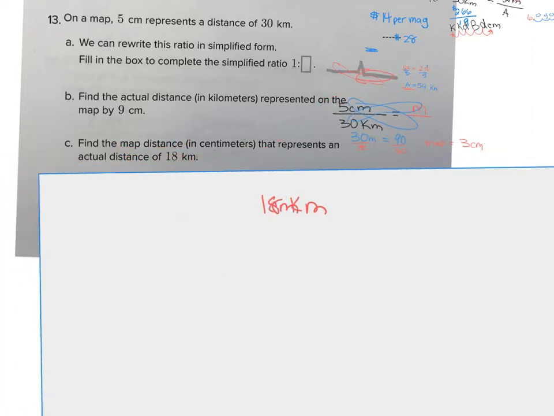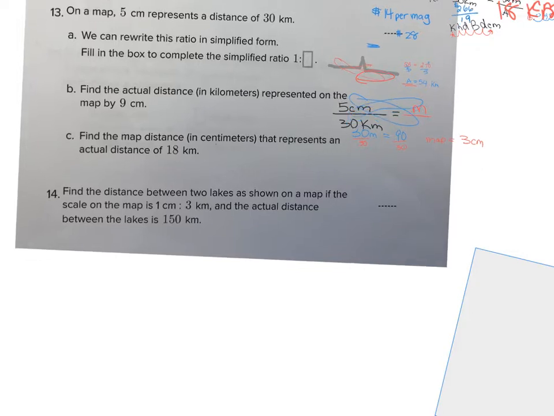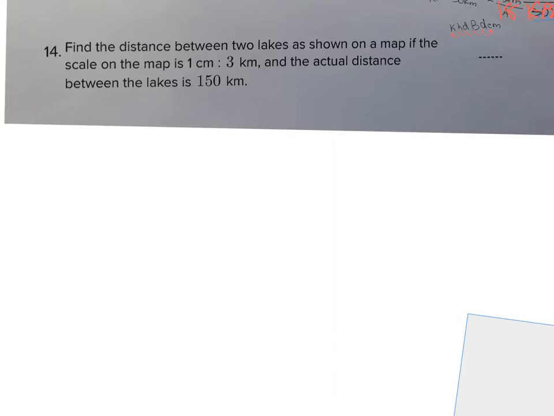Let's look at the next one. Totally different question, number 14. Nothing to do with what we just did. So don't use the 5 centimeters to 30 because it's a totally different question. Find the distance between 2 lakes as shown on a map. The scale is 1 centimeter represents 3 kilometers. The actual distance is 150 kilometers. So they want to know what the distance on the map is.